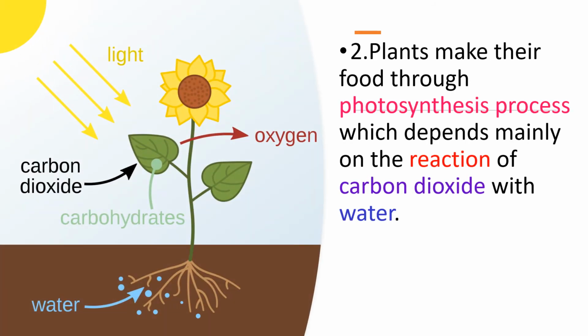Number 2, plants make their food by photosynthesis process, which depends mainly on the reaction of carbon dioxide with the water. يبقى عملية الفوتوسينثيسيس دي chemical reaction. الرياكشن between مين ومين؟ بين الووتر اللي الروتس absorb it، وبين الكربون داي اوكسايد اللي موجود in the air. طبعا الكلام ده بيوصل للليف of the plant، وعملية الفوتوسينثيسيس بتتم in the leaf of the plant.